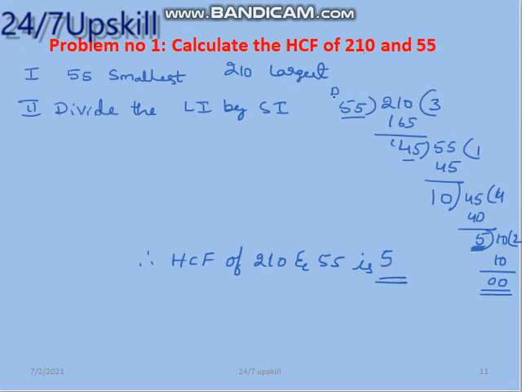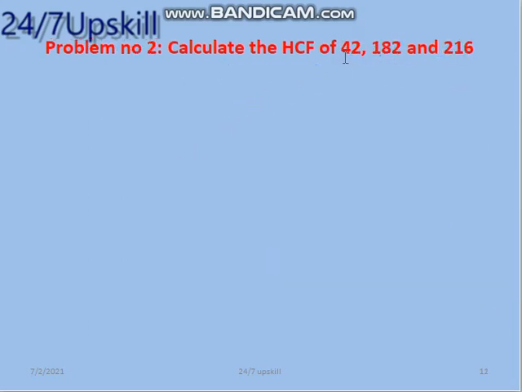So this is how, when the HCF is asked to calculate under the division method for two numbers or two integers. Let us solve one more problem. See, this is the second problem where we have three different numbers: 42, 182 and 216. When they are given like this, the first step is identifying the first two small numbers. See, the first two small numbers are 42 and 182. So first we'll calculate the HCF of 42 and 182. Later, whatever HCF we get from that, we are going to calculate for 216. So now this is how we will calculate.